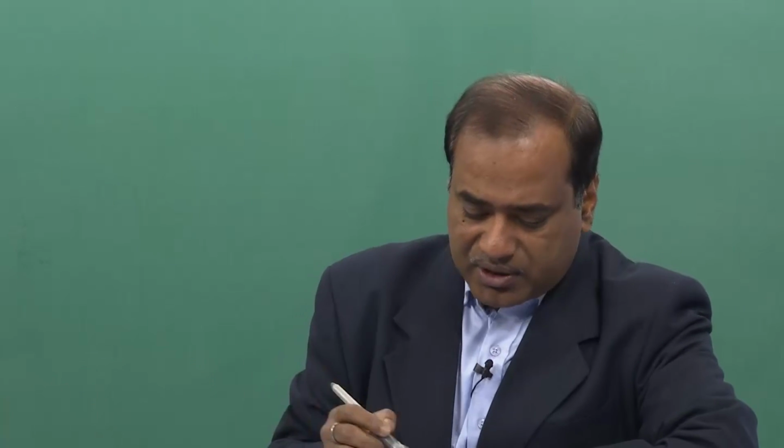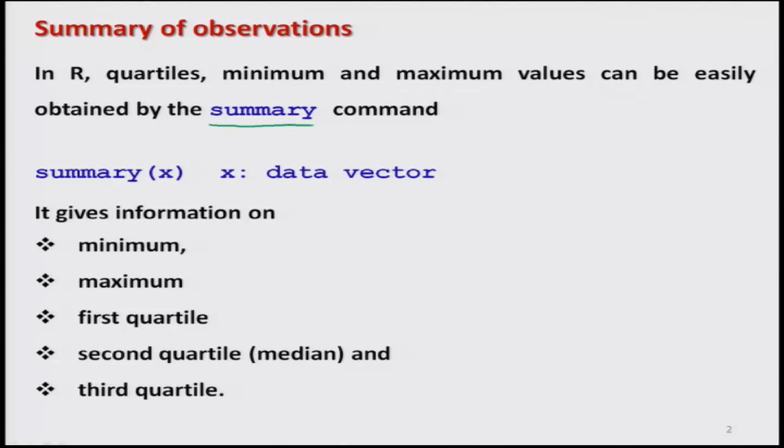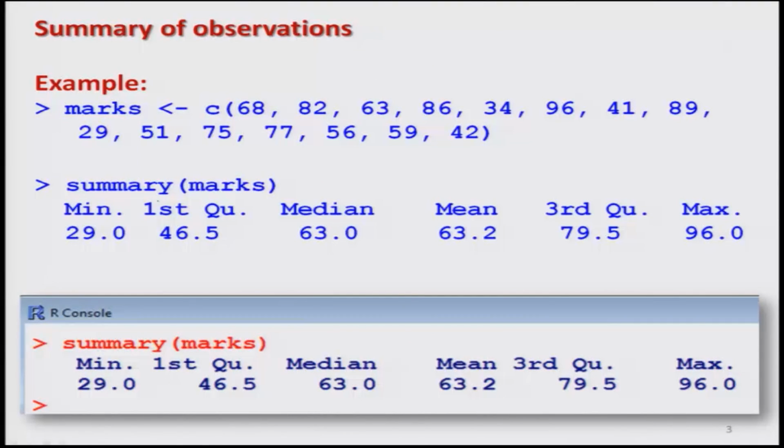So, there is a command here, summary, and this command gives us the information on the minimum, maximum, first quartile, second quartile which is actually the median, and third quartile from the same function. And the syntax of this function is summary, and inside the argument we have to write the data vector. So, let us take an example here and see how it operates.